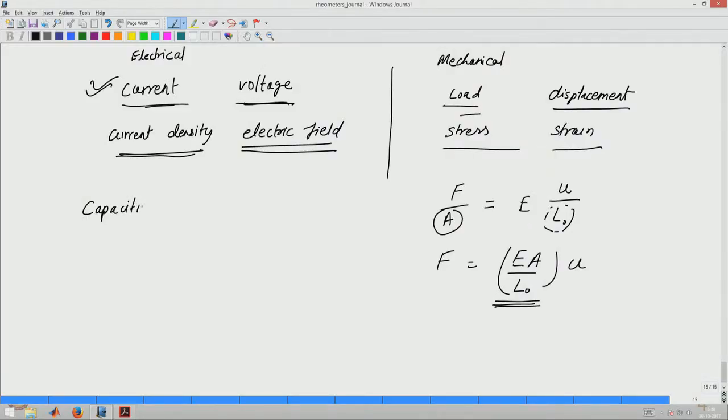Capacitive will imply energy storage, and the resistive will imply energy dissipation.